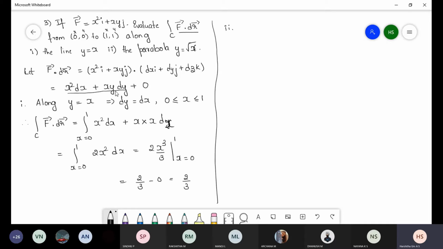Now, second one, what they have given along the parabola, they have mentioned along y is equal to root x. Squaring on both sides, y square is equal to x. Now, differentiate this y square with respect to x. So, 2y into dy is equal to dx.